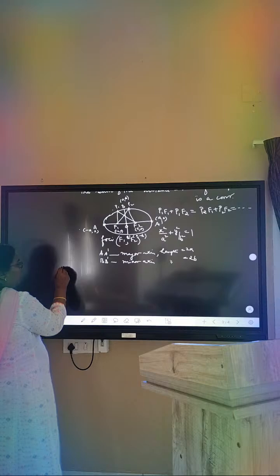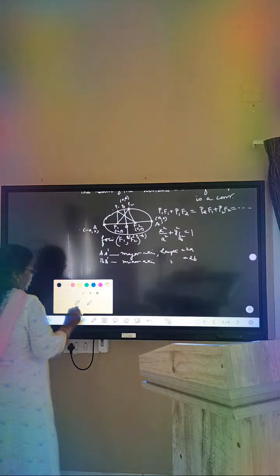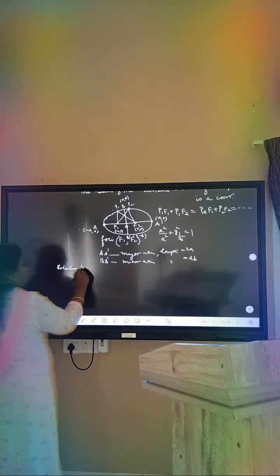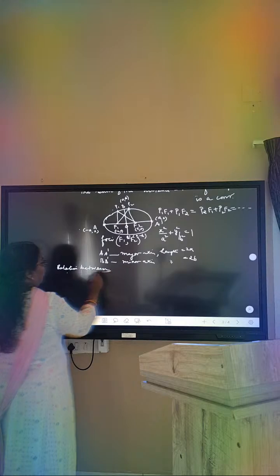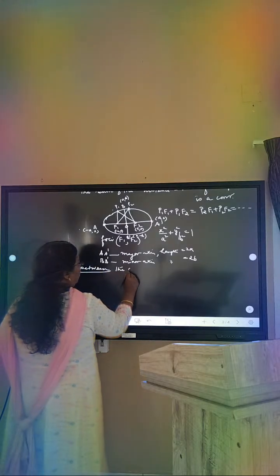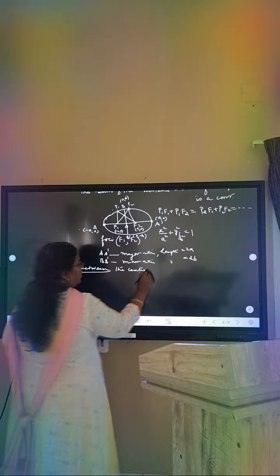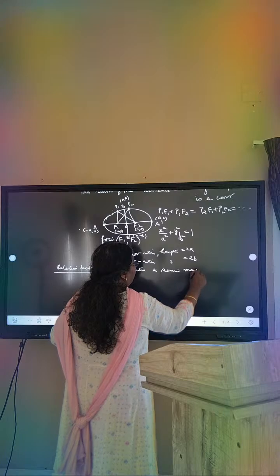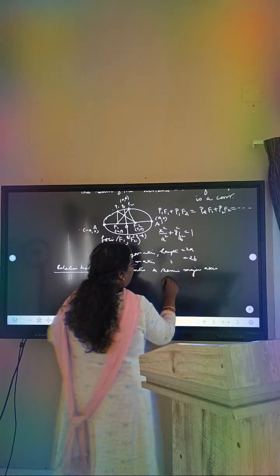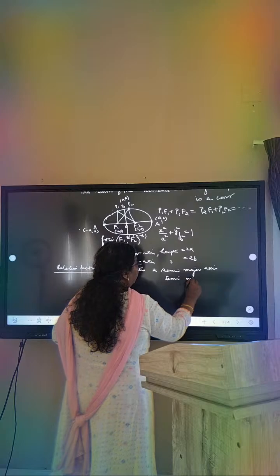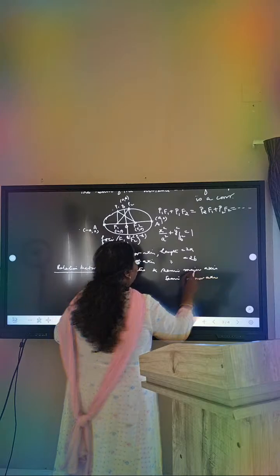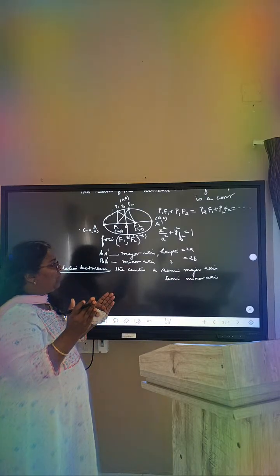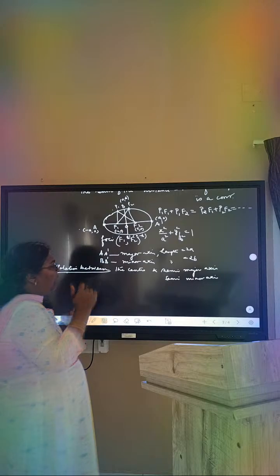The relation between the center and the semi-major axis and semi-minor axis. What is the semi-major axis? 2a is the length of the major axis, so the semi-major axis is a, and the semi-minor axis is b.